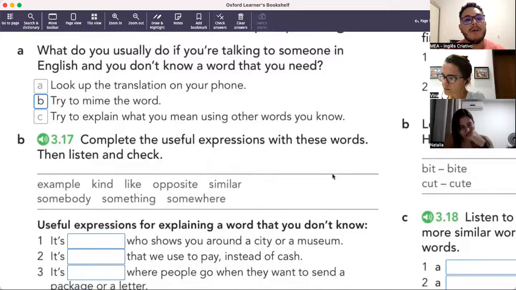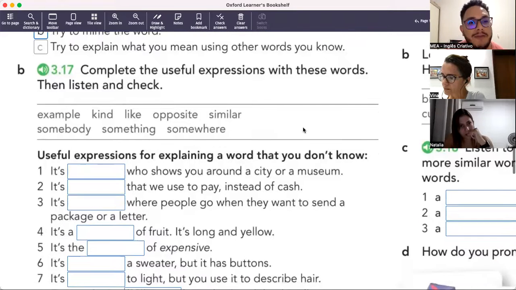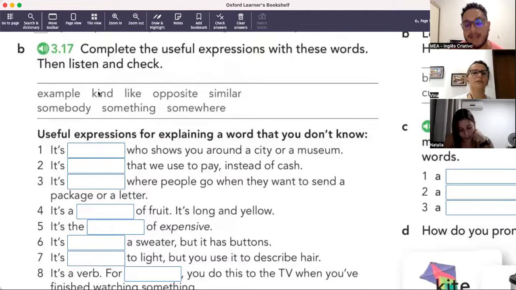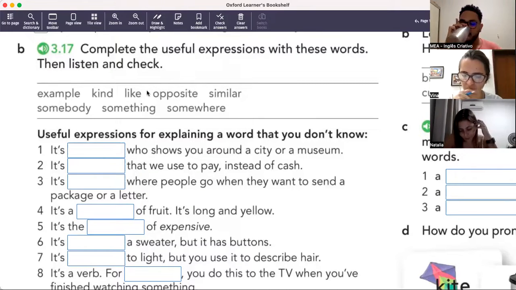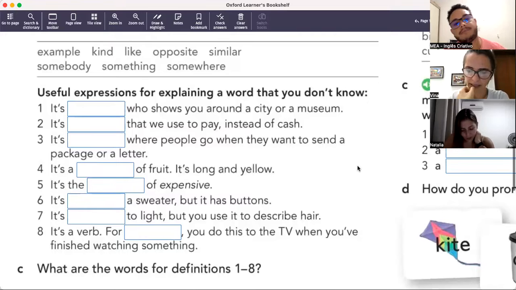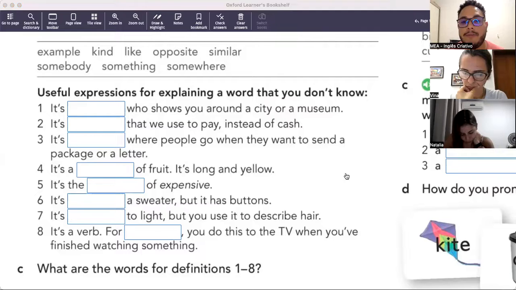Good. Now, complete the useful expression with these words. The words are example, kind, like, opposite, similar, somebody, something, and somewhere. Okay. So complete that for me, please.